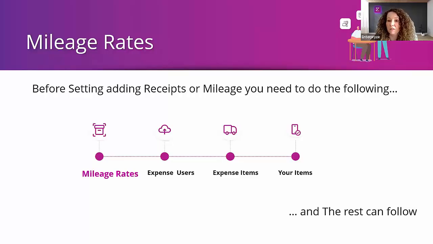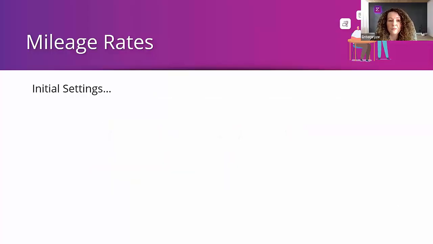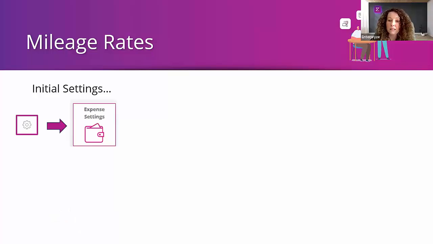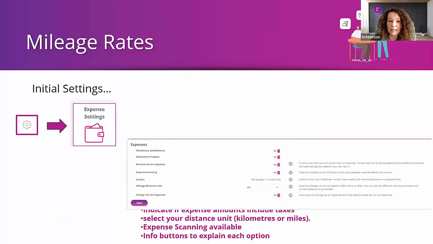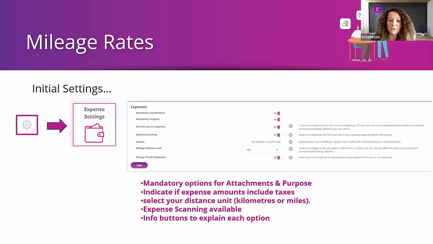So this moves us on obviously appropriately to the mileage rates, because we saw there we could assign a mileage rate to the user themselves. However, we can do this at organization level. So initial settings, again, we're into the settings menu, back into expense settings, and at the very top of the screen here, let's just have a look at all of the options that can be enabled, disabled.